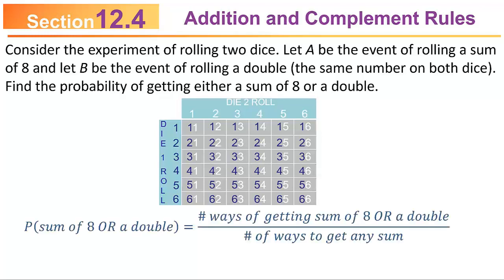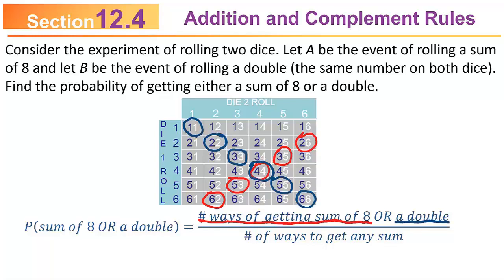The probability of getting an 8 sum or a double is going to be the number of ways of getting a sum of 8 or a double divided by the number of ways to get any sum. So if you look at the numerator, let's first look at the number of ways of getting a sum of 8. You could get a 6-2, a 5-3, a 4-4, a 3-5, or a 2-6. Then look at the number of ways to get a double. You could get a 1-1, a 2-2, a 3-3, a 4-4, a 5-5, or a 6-6.